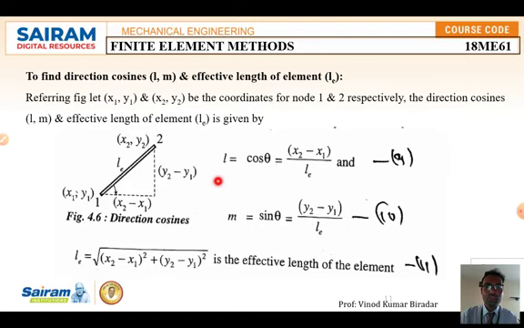So you get L equal to cos theta, equal to (x2 minus x1) by Le, and M equal to sin theta, equal to (y2 minus y1) by Le. Give equation number 9 and equation number 10. The length of the element is what you studied previously in mathematics: the length of this element is equal to the square root of (x2 minus x1) whole squared plus (y2 minus y1) whole squared.